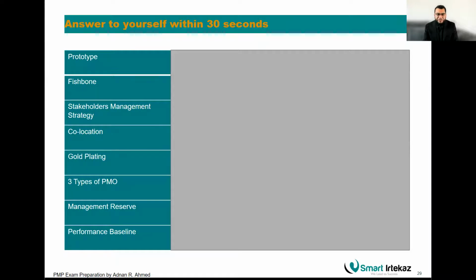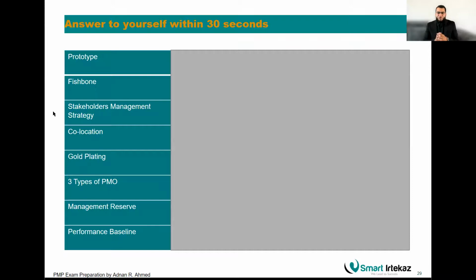Ishikawa or cause and effect diagram. Stakeholder management strategy. So when you read the concept, you read the name, what is it? What knowledge area is this? Where are you going to use it? What is the overall stakeholder management? What is co-location? Gold plating, 3 types of PMO, management reserve, performance baseline.